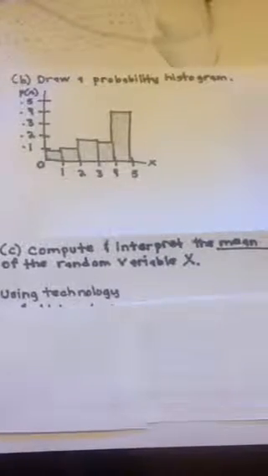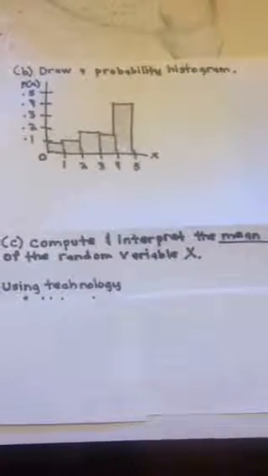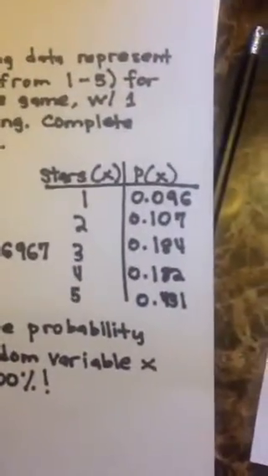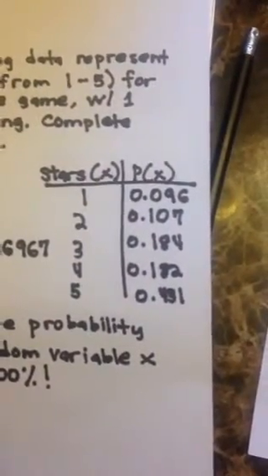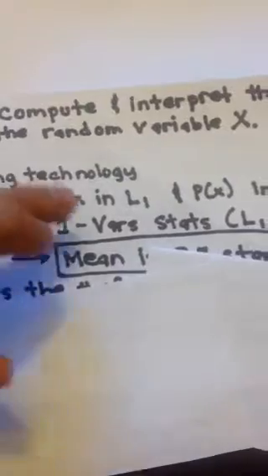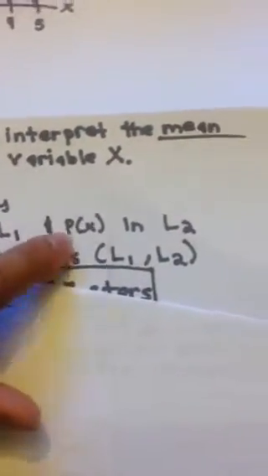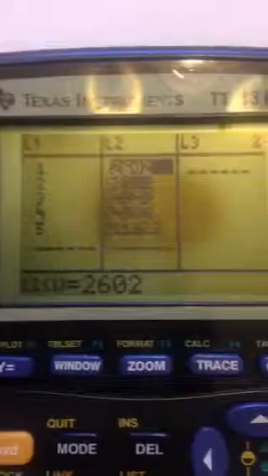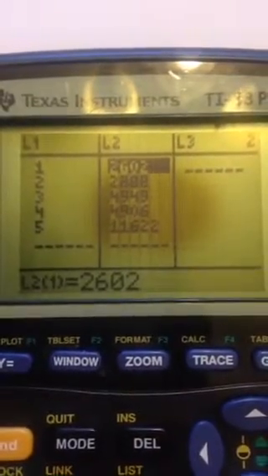B. Compute and interpret the mean of the random variable x. So by looking at the new chart, we're just going to input that data to the list in our calculator and use technology to solve this. So list x will be in list 1. The list of p of x would be in list 2. It should look like this.